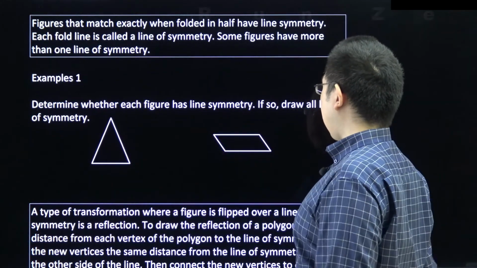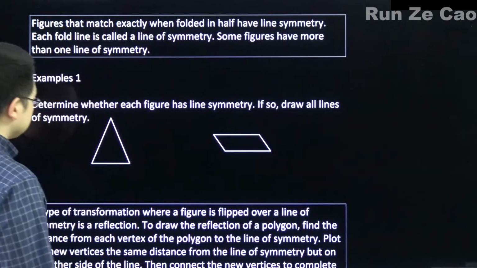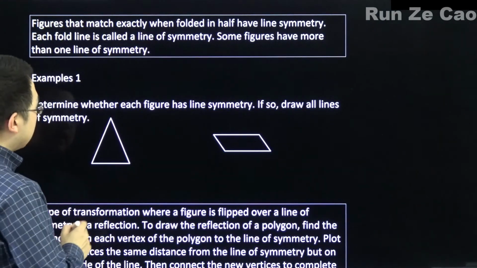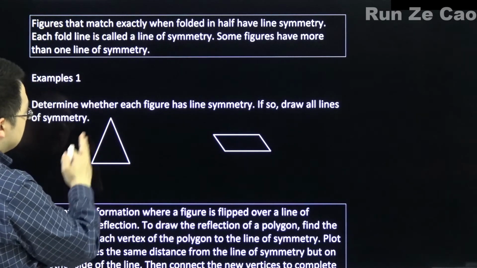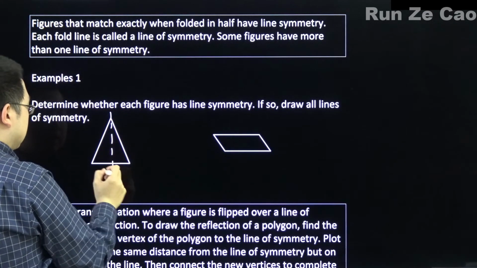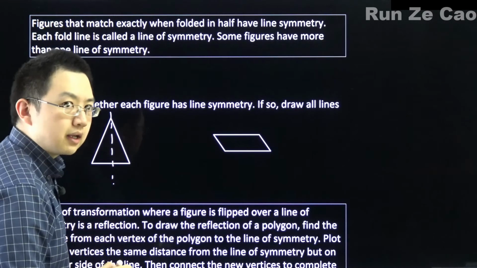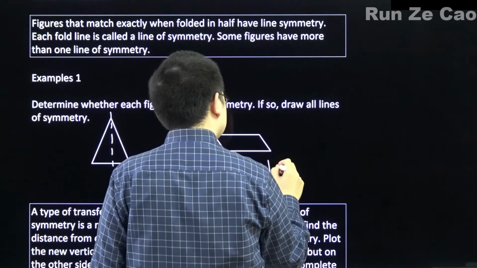Determine whether each figure has line symmetry. If so, draw all lines of symmetry. Well, this triangle here, it looks like an isosceles triangle. It looks like this half is the same as that half. So we would say that the line of symmetry is about here. Here there is no line symmetry.